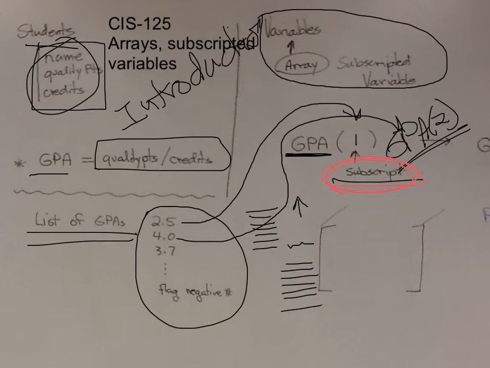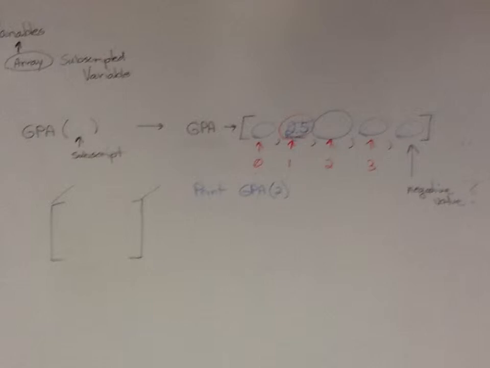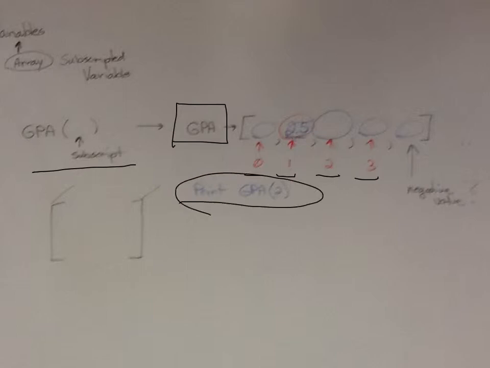And so if we were to look at it, here we have GPA, and then we have these locations, subscript 0, 1, 2, 3. Depending on how this works in your particular programming language, this could vary. The first one could be 1. So we're learning it as if that's 0. If I printed GPA 2, it would print what was stored right here, which I think was 4.0 in our example.